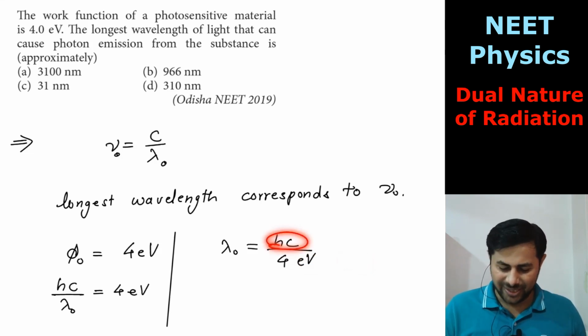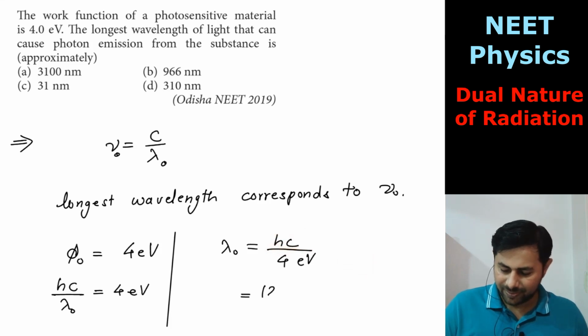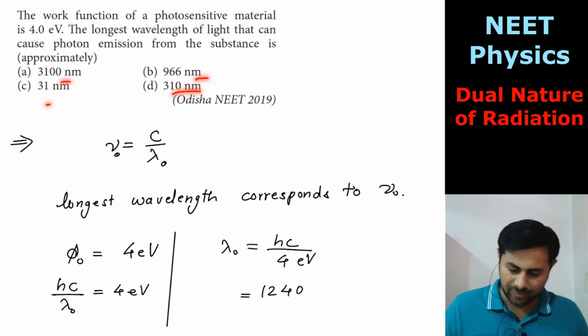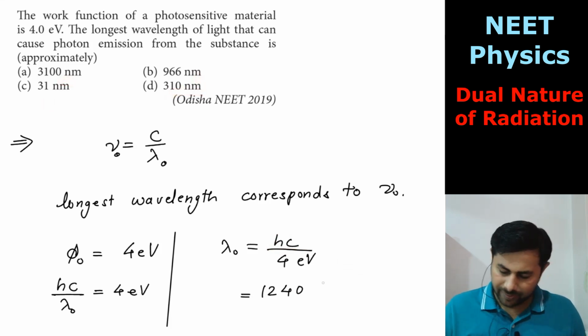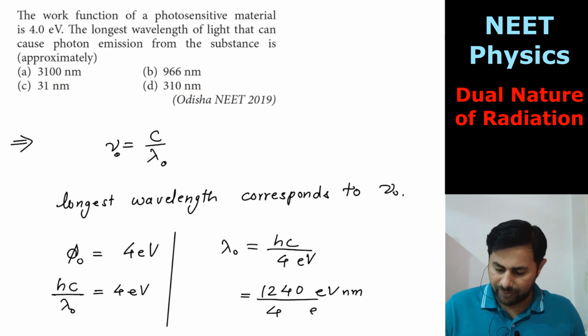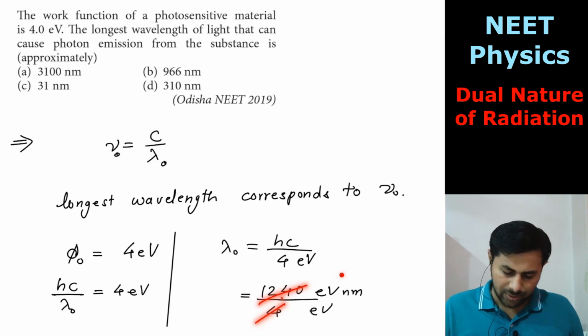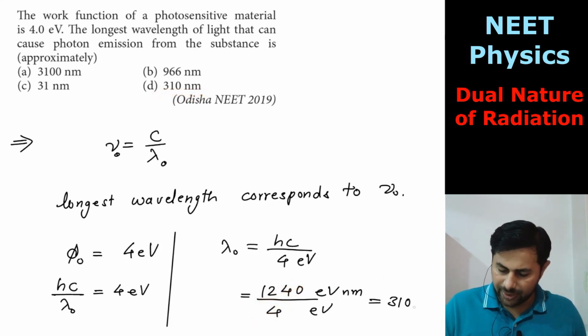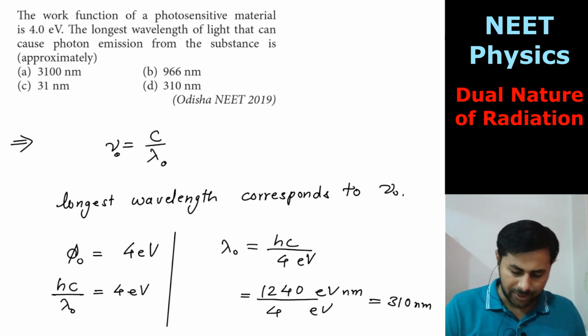Okay, so what is hc? It's 1240. If answers are in nanometers, 1240 eV nanometers divided by 4 eV. So just divide it by that. So is it, yeah, 310, right? 310 nanometers is the answer. It's option D, correct.